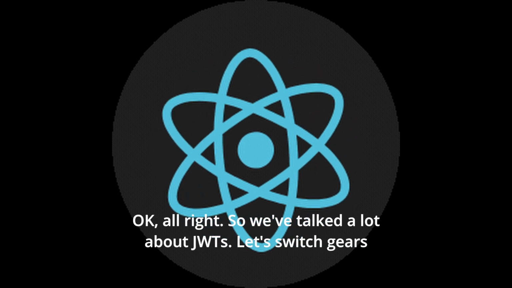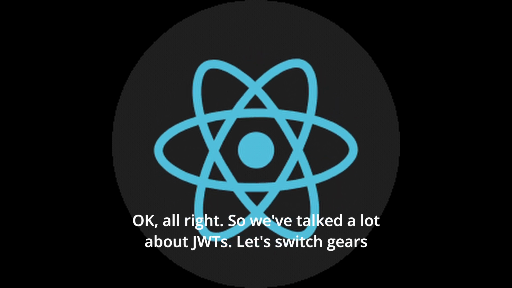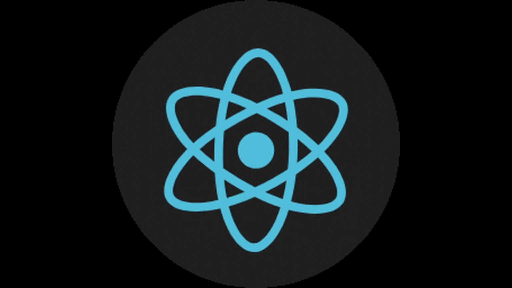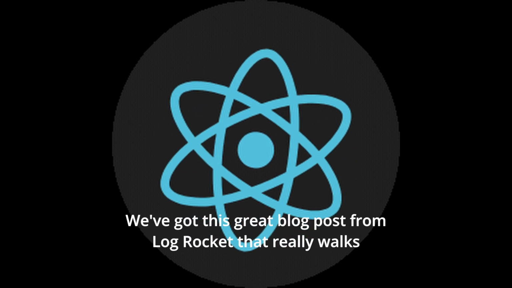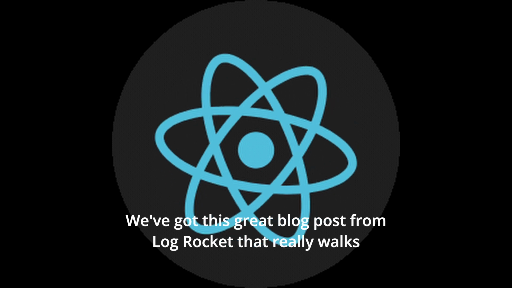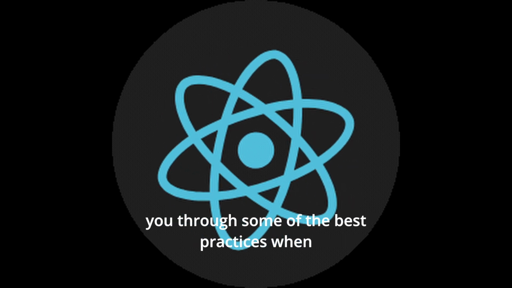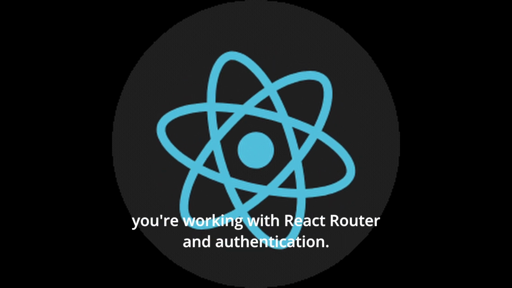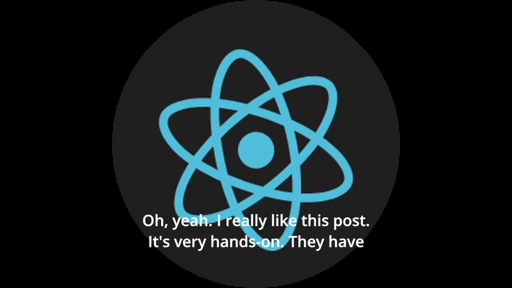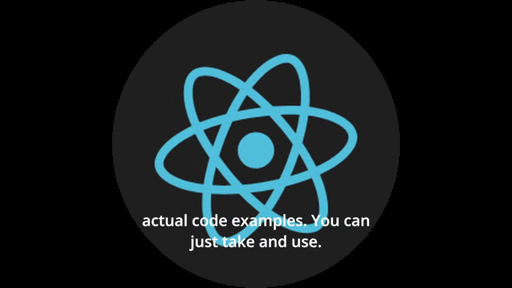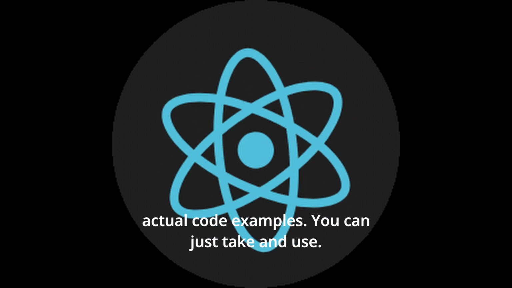So we've talked a lot about JWTs. Let's switch gears a bit and talk about React Router, specifically version 6. We've got this great blog post from LogRocket that really walks you through some of the best practices when you're working with React Router and authentication. I really like this post. It's very hands-on. They have actual code examples you can just take and use.